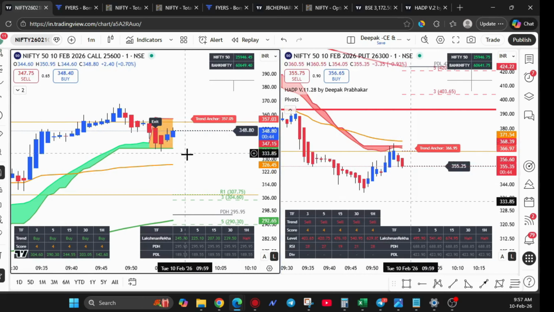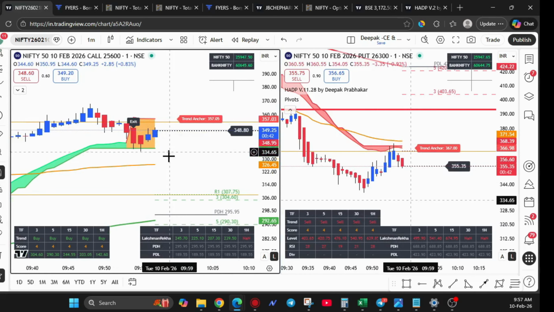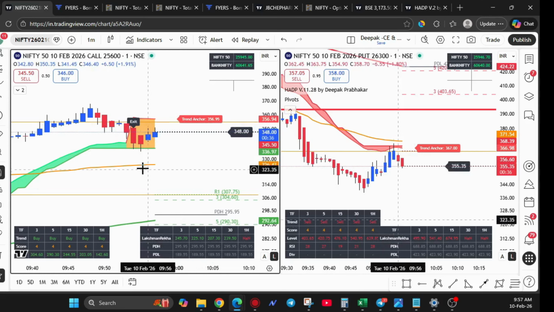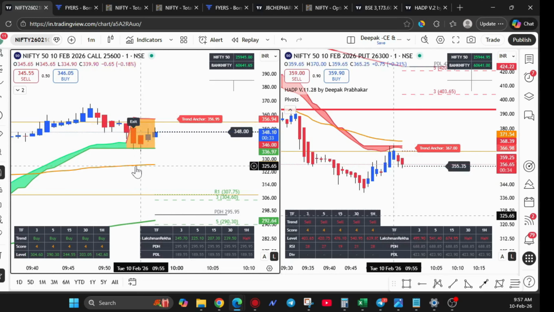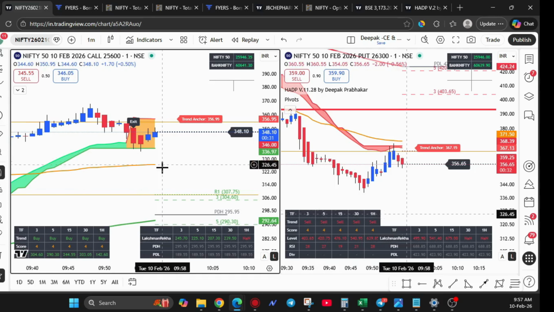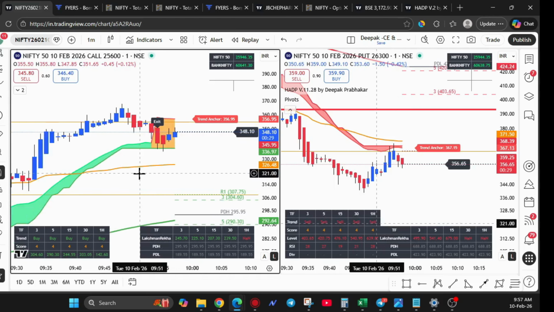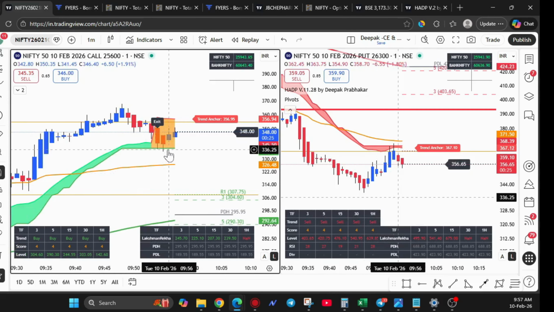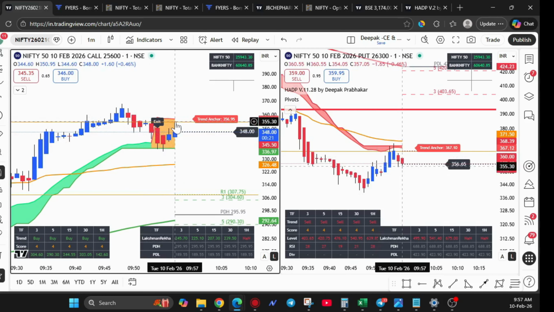So we need a fresh signal on the buy side. So see, it is hit now. It has hit the exit. Sell below will come only when it breaks this lower line. So what is happening is it is actually touching the lower band and going up.